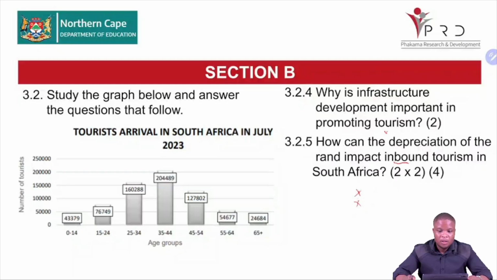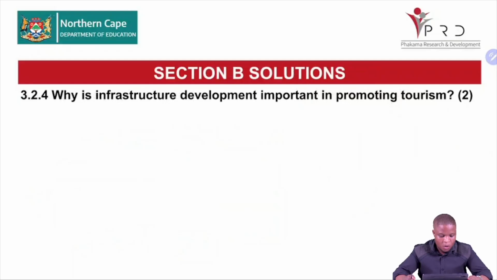Right, let's look at our marking guideline. Why is infrastructure development important in promoting industry? You want to bring people where there are roads, accommodation, ATMs, so they can move from one place to the next. Transportation is easy for them. Communication lines, right? So that will attract more people to come in.